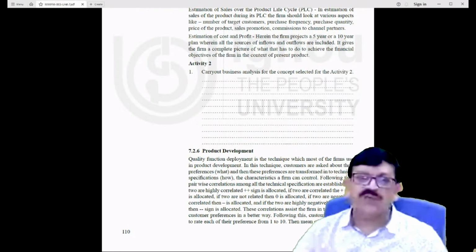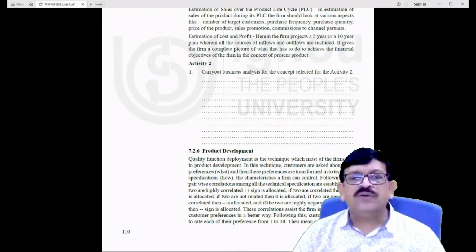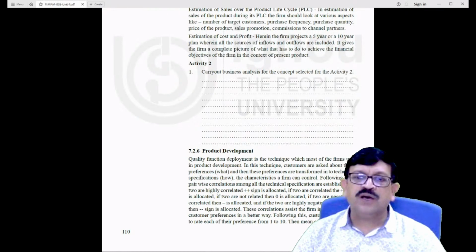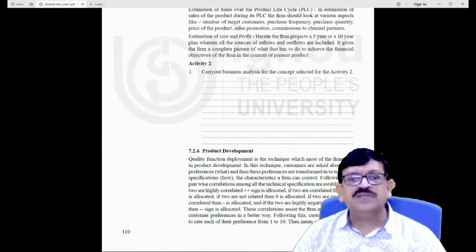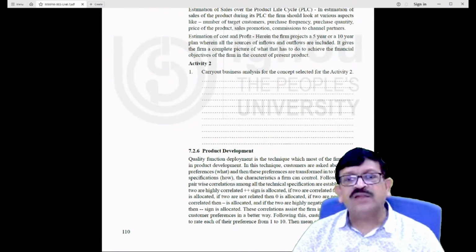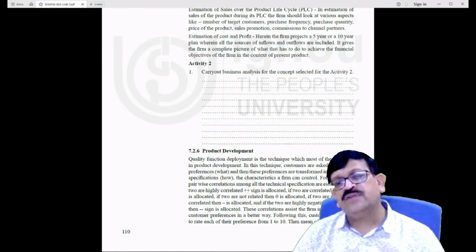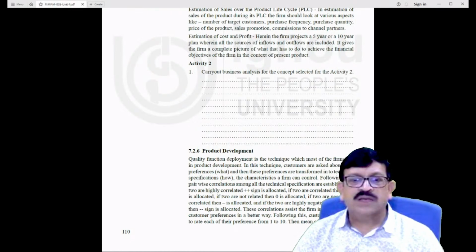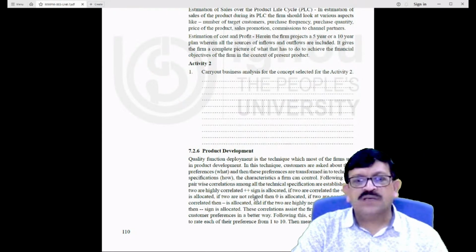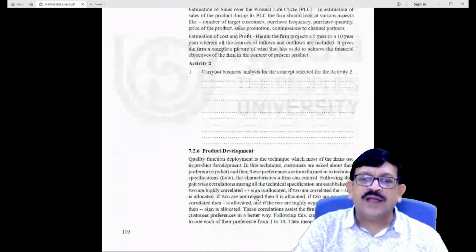So the what and the how are listed out, and they are correlated. If there is a high degree of correlation, a double plus sign is given. If the two are correlated moderately, a plus sign is given. If they are not correlated, zero is allocated. If they are negatively correlated, then it is minus. If highly negative, that is double minus. So based on the correlation results, they can guide us on how the what and the how parts are correlated.